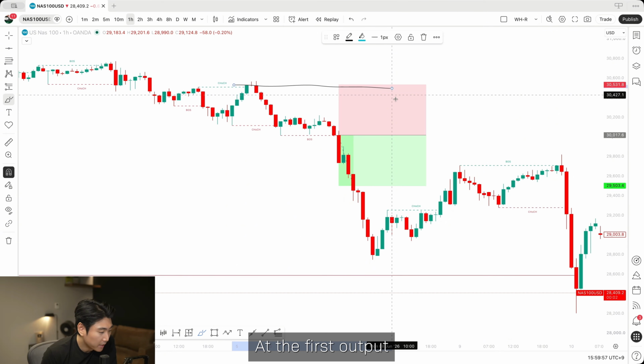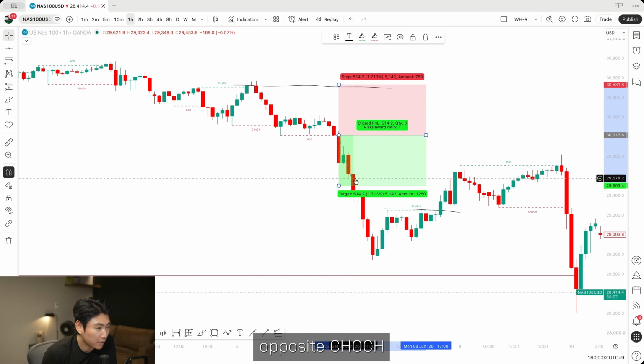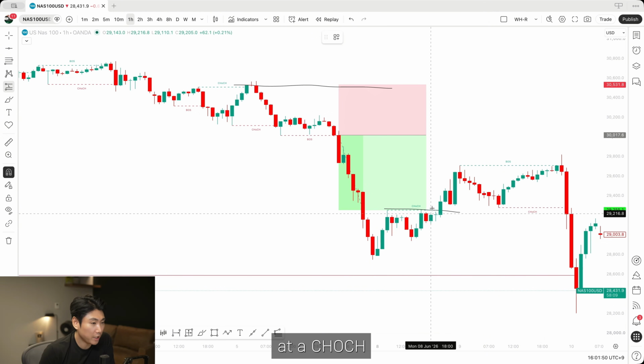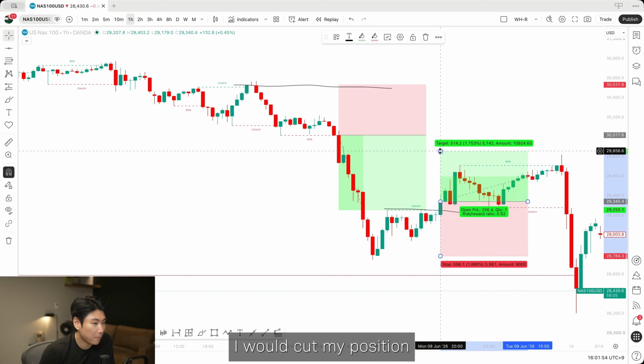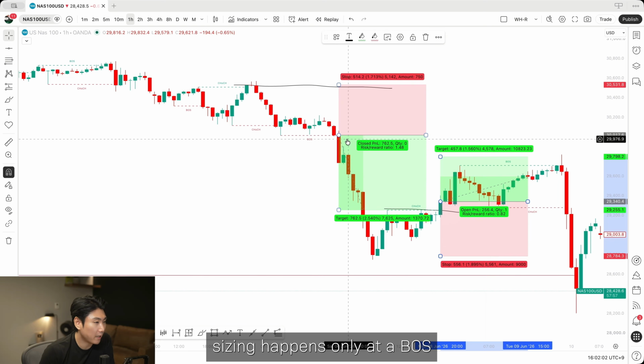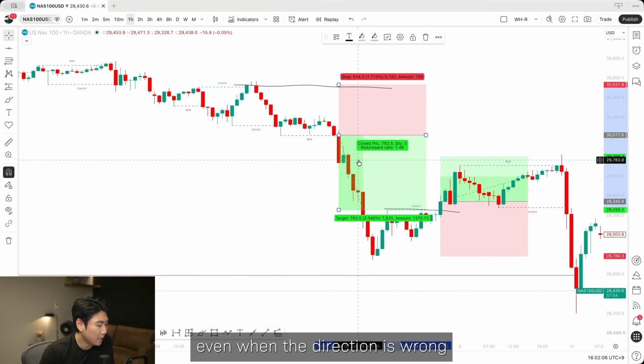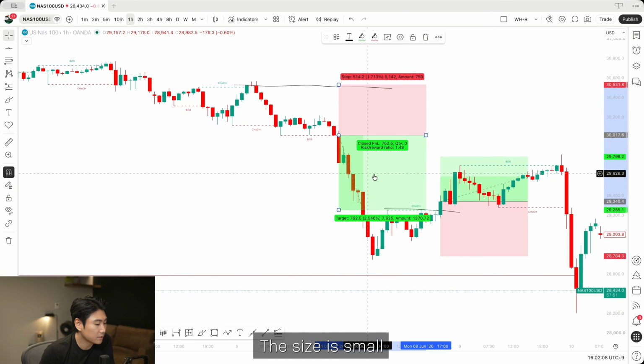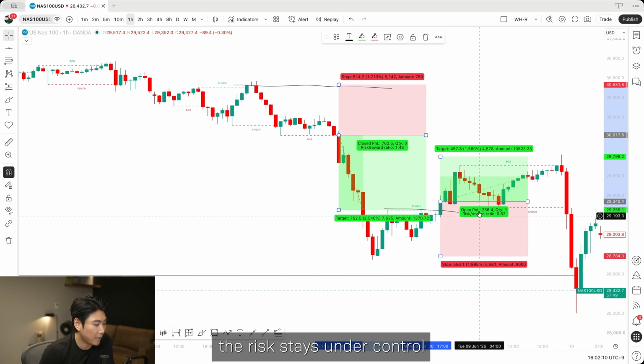I would exit at the first opposite change of character. For catching an inflection at a change of character, I would cut my position size way down and only risk a small amount. Normal position sizing happens only at a BOS. This way, even when the direction is wrong, the size is small, so the risk stays under control.